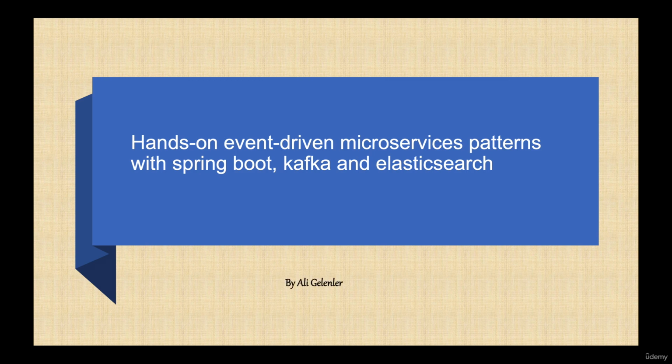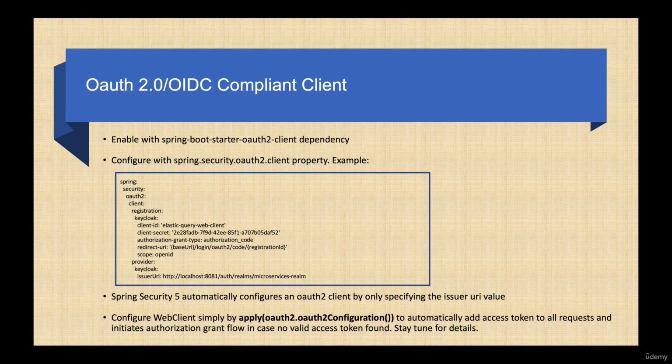Hi everyone, in this lecture we will update the web client and add OAuth and OpenID Connect protocol capabilities to that. In Spring Security, an OAuth compliant client can be created by just including the Spring Boot Starter OAuth2 client dependency and adding the Spring Security OAuth2 client configuration property. Here you see an example definition.